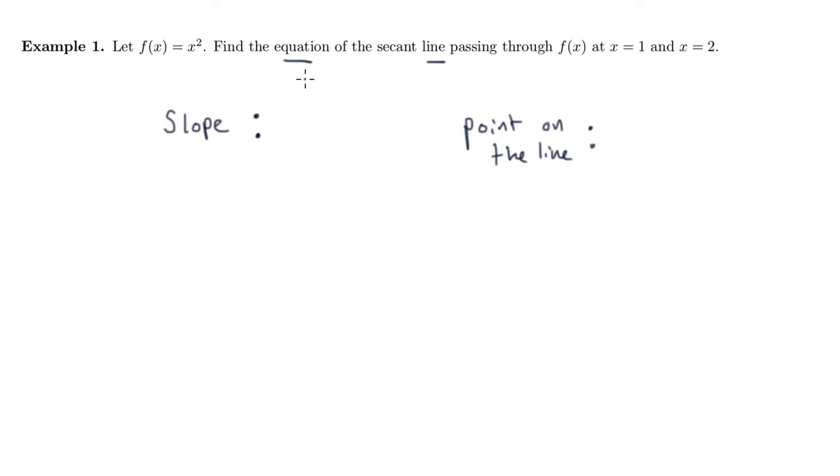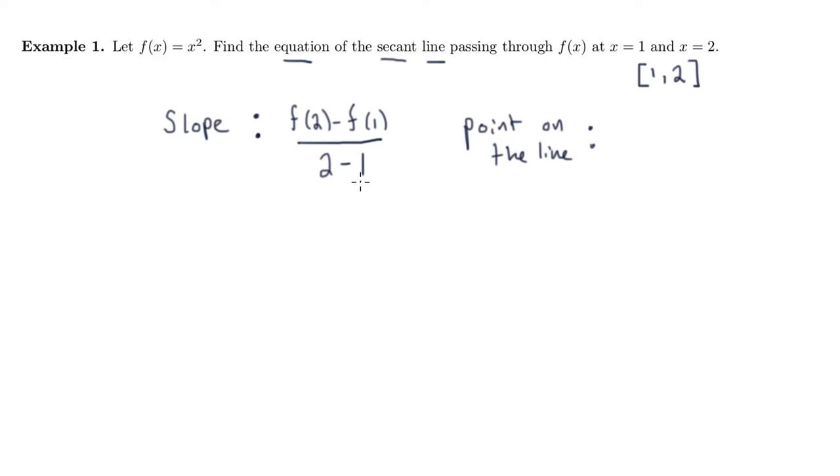How are we going to find the slope? Now the equation of the line we're looking for is this secant line. So recall that the slope of a secant line is between 2 points or over an interval. Now notice that my interval here is going to be 1 to 2, right? Because it's the secant line passing through the points 1 and 2. So the slope is going to be the average rate of change of the function over this interval. So in other words, it's going to be f of 2 minus f of 1 divided by 2 minus 1.